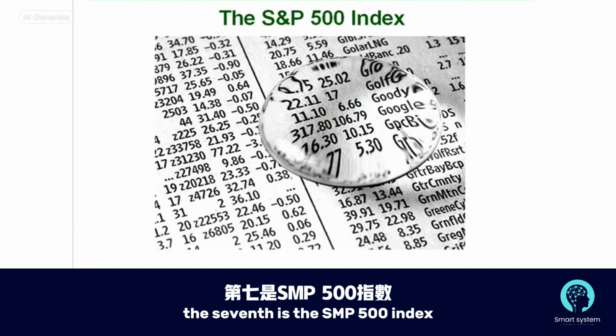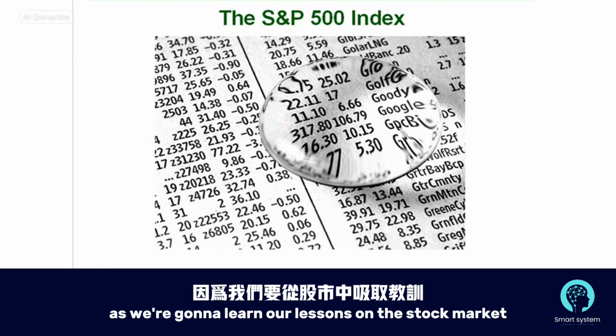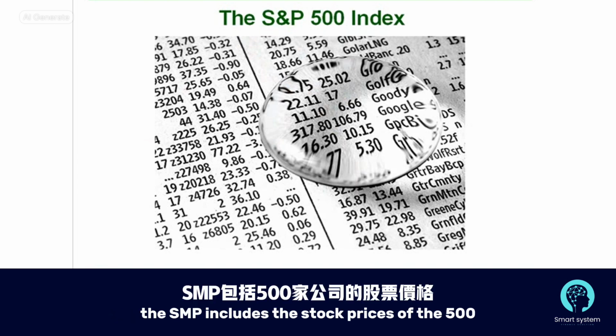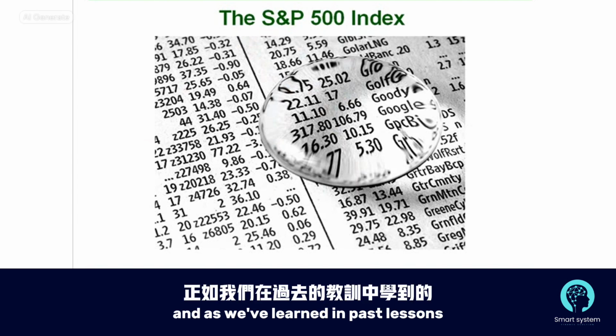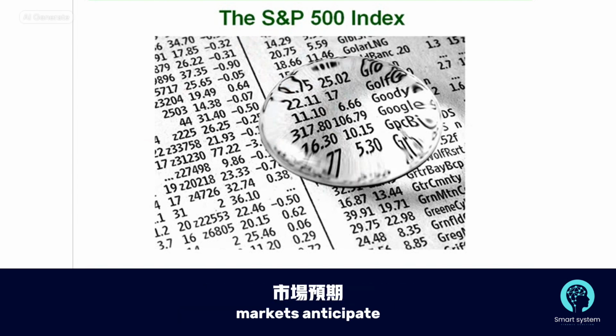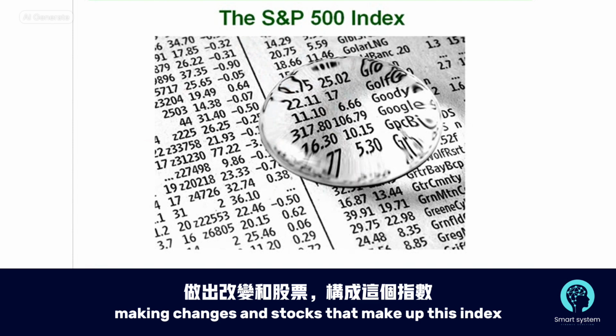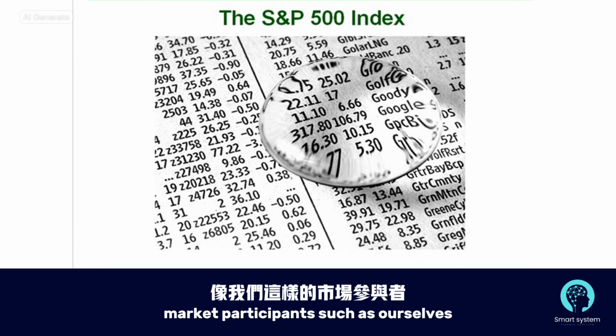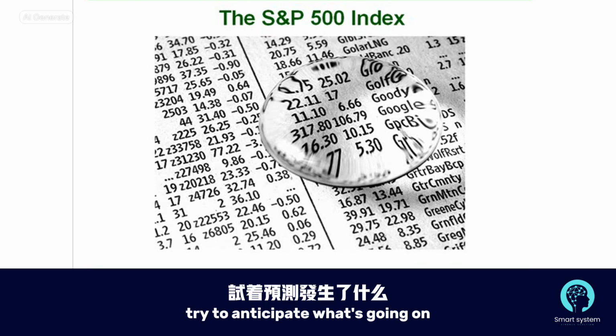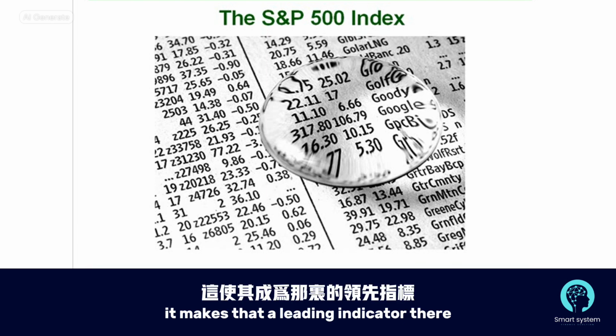The seventh is the S&P 500 index. As we're going to learn in our lessons on the stock market, the S&P includes the stock prices of the 500 largest companies in the US, and as we've learned in past lessons, markets anticipate, making changes in the stocks that make up this index a leading indicator of economic activity, as market participants such as ourselves try to anticipate what's going on. That makes it a leading indicator.